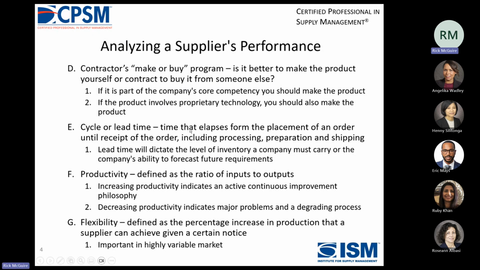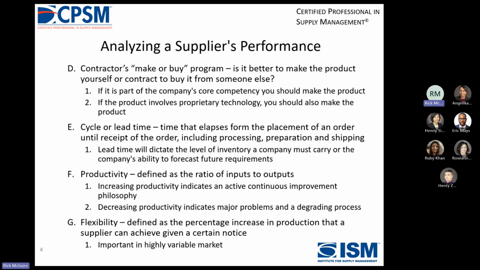And then cycle or lead time, time that elapses from the placement of an order. So we send the EDI to the supplier until we get the part on our doorstep. That's the lead time. It will dictate the level of inventory a company must carry. And productivity is always defined as a ratio of inputs to outputs. So increasing productivity indicates an active continuous improvement philosophy, and decreasing productivity indicates a major problem. And flexibility, percentage increase in production that a supplier can achieve given a certain notice. That's their definition of flexibility.